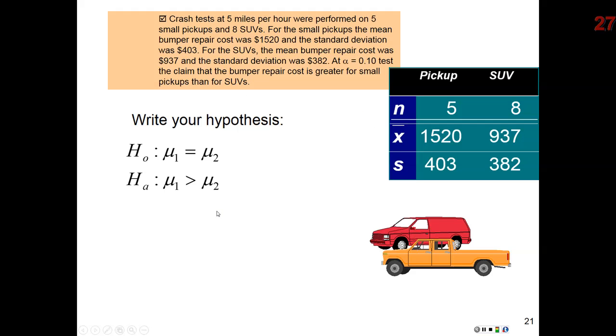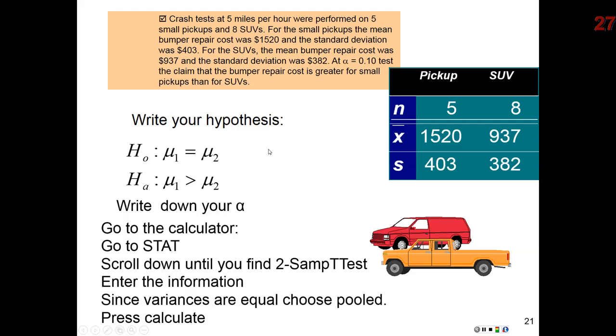And where is the claim? The claim. Mean 1 is greater than mean 2. So it's your alternative. The alternative, that's right. So the claim is in the alternative. Now what is your alpha? 0.1. So now you have your alpha, 0.1.